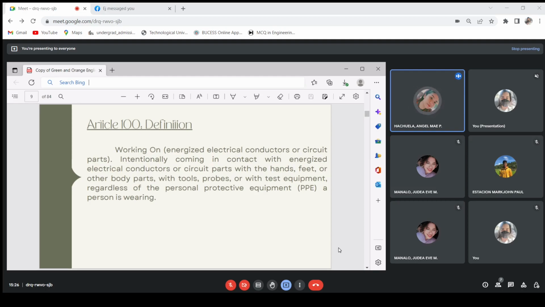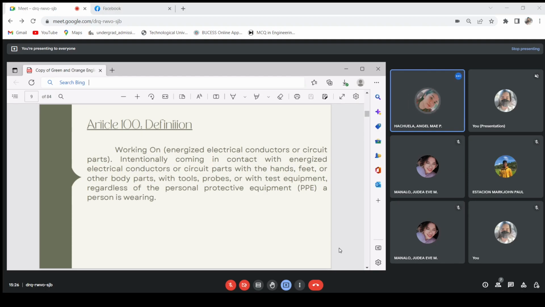Diagnostic testing is taking readings or measurements of electrical equipment, conductors, or circuit parts with approved test equipment that does not require making any physical change to the electrical equipment, conductors, or circuit parts. The next example is repair: any physical alteration of electrical equipment, conductors, or circuit parts, such as making or tightening connections, removing or replacing components.